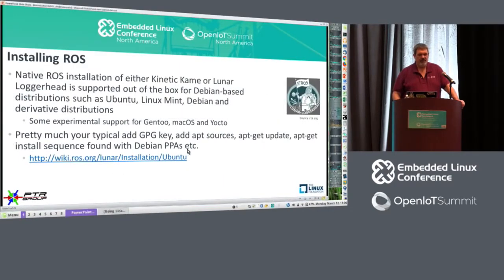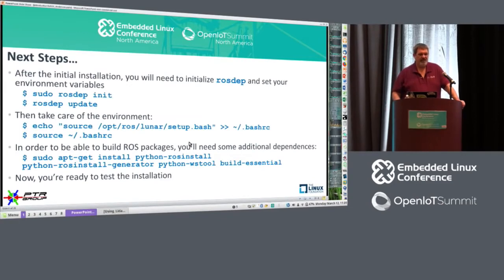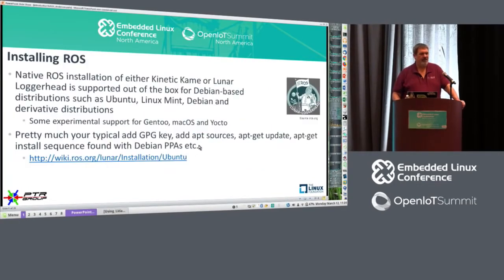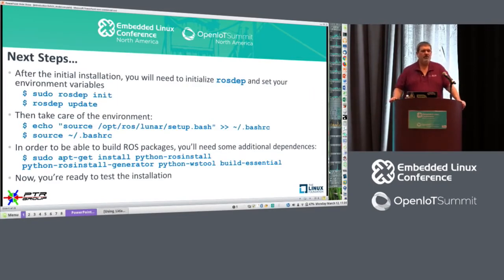Now, when you get ready to do the installation, it's a fairly straightforward installation. If you've ever done any installations of Debian PPAs, you add your GPG key, you add the sources, you do an apt-get update, apt-get install sequence, the typical sort of thing we'd expect to see with any Debian distribution. If you follow this link that you see here, that link will actually lead you through the process of doing this in Ubuntu in the 16.04 release. So all that's pretty straightforward. Once we get it installed, we need to make sure that everything installed correctly.